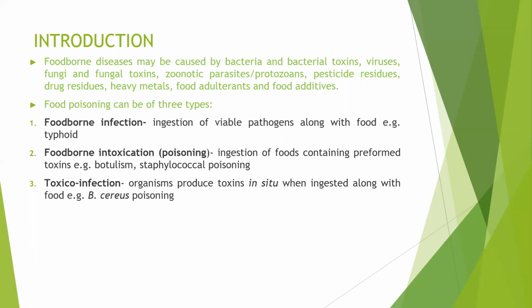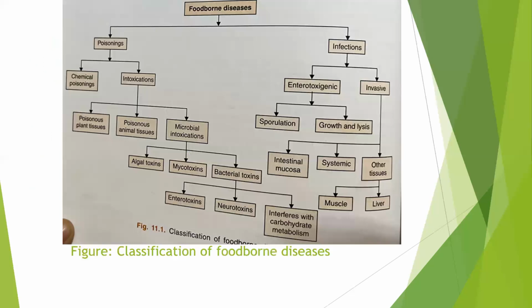Foodborne infection is caused by the ingestion of viable pathogens along with the food. For example, typhoid. Foodborne intoxication, or food poisoning, is caused by the ingestion of foods containing preformed toxins, like botulinum and staphylococcal poisoning. Toxico-infection is when the organism produces toxins in situ after being ingested along with the food. Example, Bacillus cereus infection or Bacillus cereus poisoning.